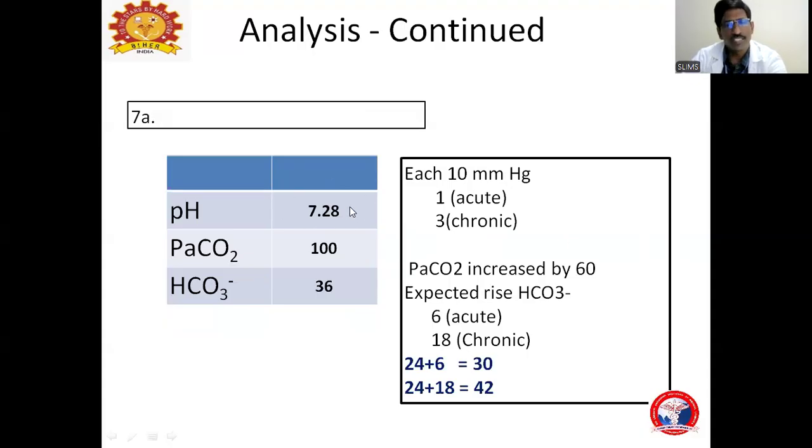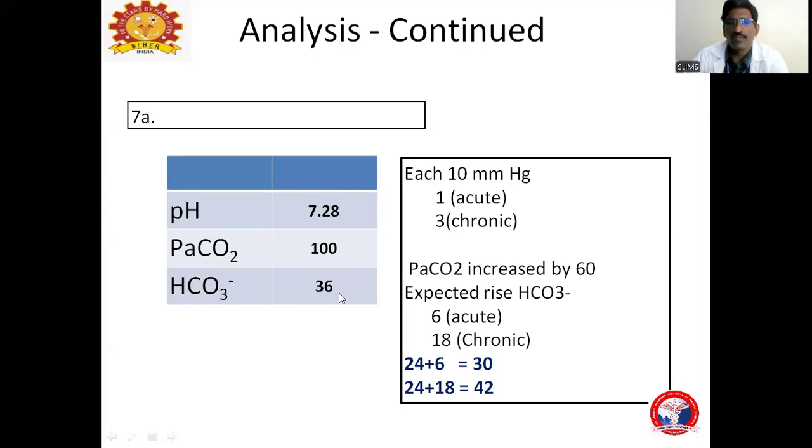Now look at this. This is acidosis. PaCO2 is 100. Bicarbonate is 36. So it looks like a respiratory acidosis. Now we want to differentiate acute or chronic. So 60 means for acute 1, that is 6. For chronic, it is 3 per 10, 18. So add the 6 and the 18. When you add 6, 30. When you add 18, it is 42. So if it is 30, it is acute. If it is 42, it is chronic.